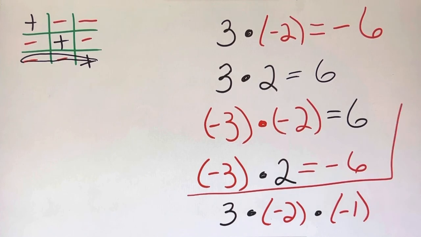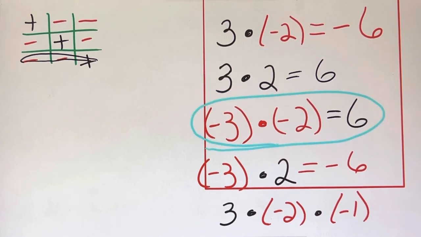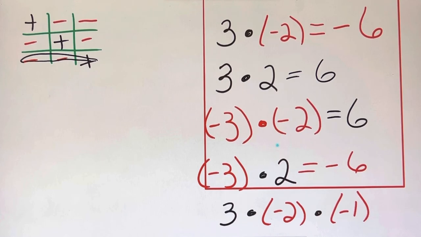When I'm looking at these, another way to view this is if the signs are different, the answer is negative. So in this case, the signs are different, the answer is negative. The signs are different, the answer is negative. If the signs are the same, it's going to be a positive answer. So in this case, signs are the same, it's going to be a positive answer. In this case, the signs are the same, it's going to be a positive answer.